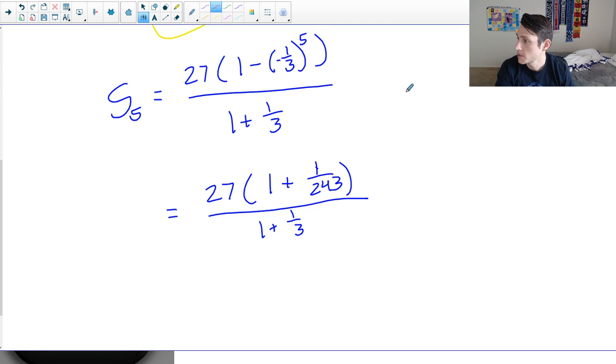Okay, so I did this because 3 to the 5th is 243. So we can just do the numerator to the 5th power, denominator to the 5th power. So 1 to the 5th is still just 1. 3 to the 5th is 243. And the negative, since it's an odd exponent, the negative will stay. So minus negative turns into positive.